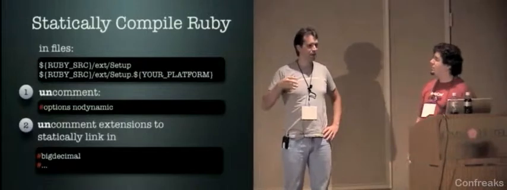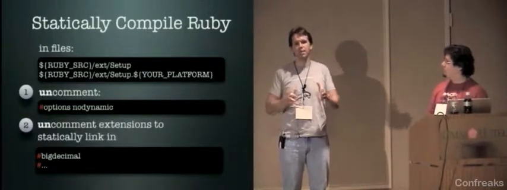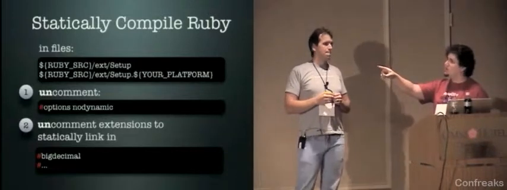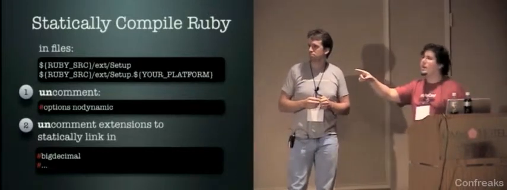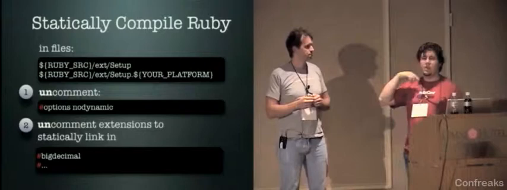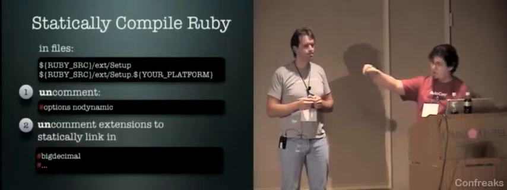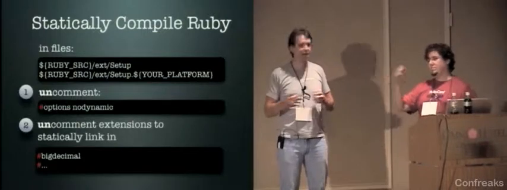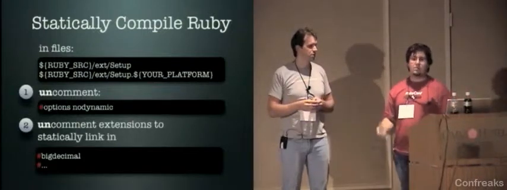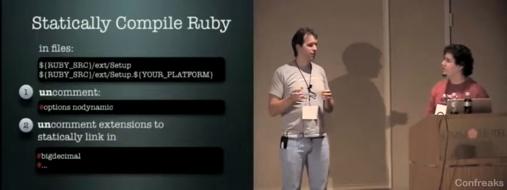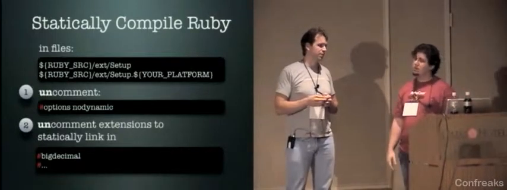Instead of making a bunch of SOs, it'll all just be statically compiled into Ruby. And so you can mix and match those too. I mean, you could leave the options no dynamic commented out, which would still allow it to use dynamic linking, and then underneath you could statically link ones that you want to. That actually happens for some platforms already. There's a lot of things that are statically built in a lot of platforms, like on NT and things like that.